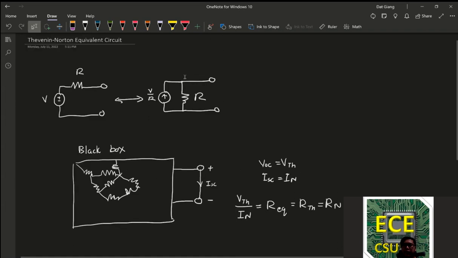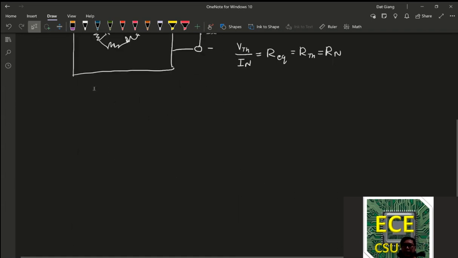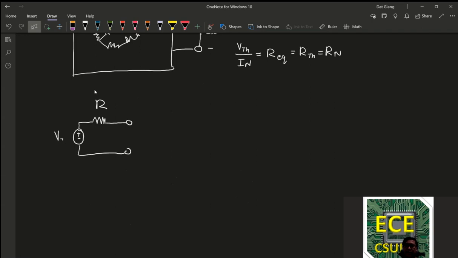So this leads to the circuit that we saw in source transformation. For a Thevenin equivalent circuit, it has to look like this: R and then VTH. For a Norton circuit, it'll look like this: IN, and this one right here is going to be RN, or I will put RTH.